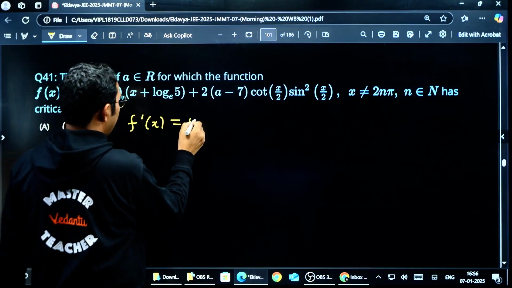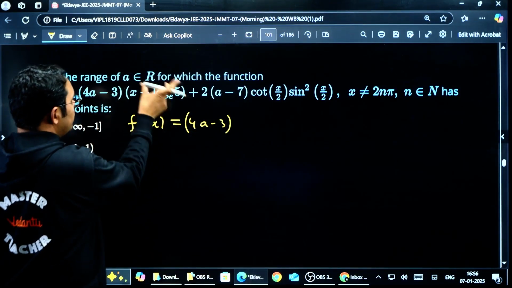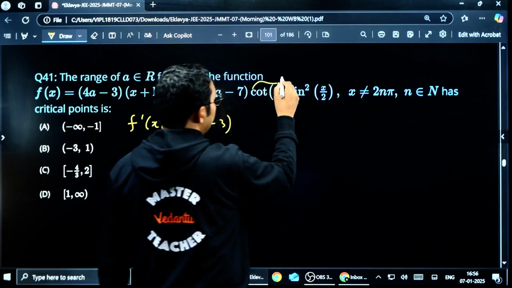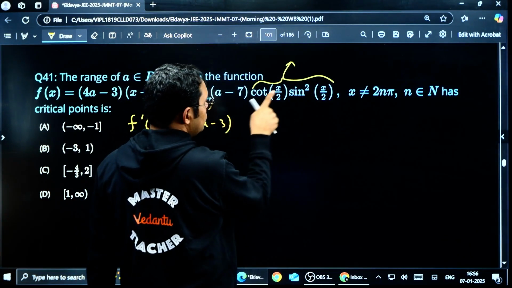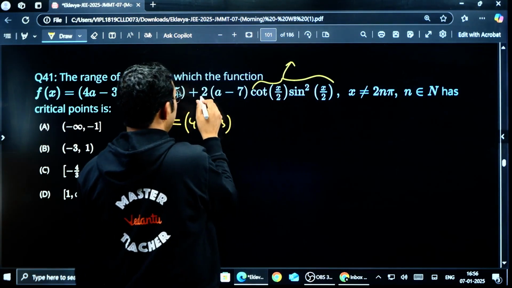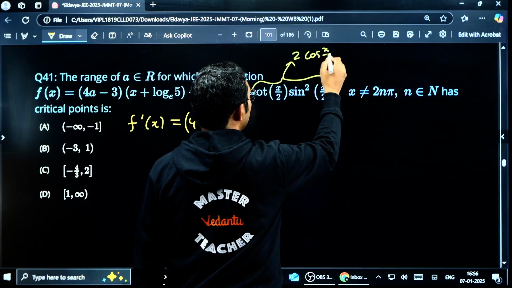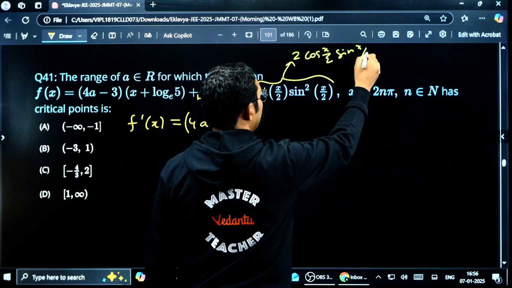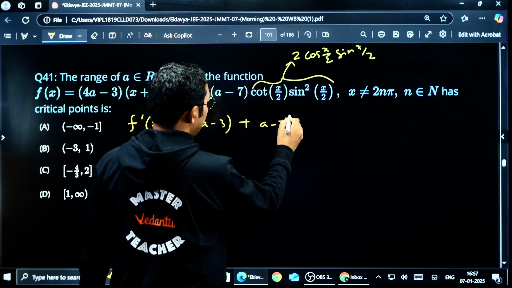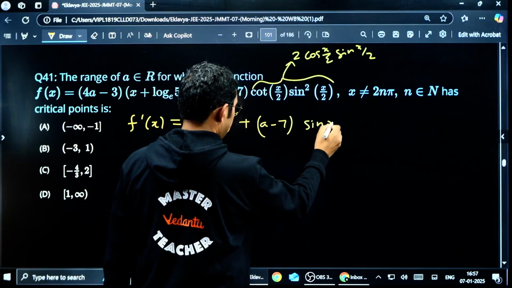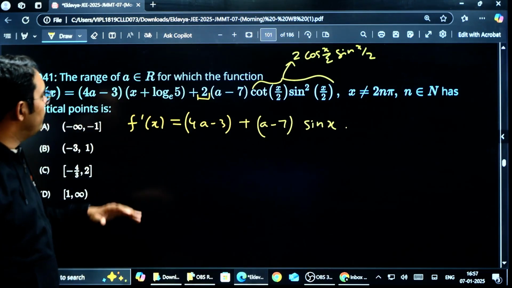So differentiation would be 4a minus 3 common constant actually, and differentiation of this is just 1. Now before I do the differentiation, let us simplify it. This cot x by 2 is actually cos upon sine, so one sine will cancel with this sine, and I take this 2 also. We get 2 cos x by 2 into sine x by 2 remaining, which is actually sine x. So plus a minus 7 into sine x. That's it. We will now differentiate it to check whether it has a critical point or not.